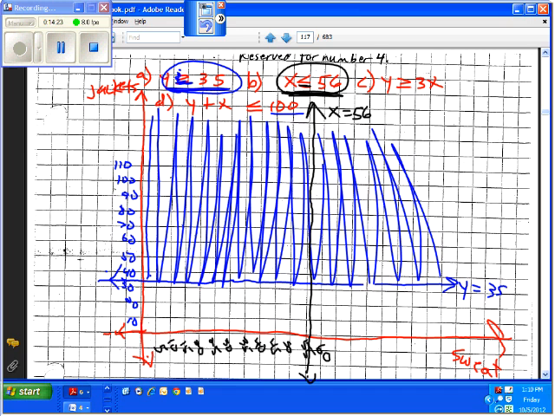Okay? And then the black again, it says X is what? Less than. Which direction on the graph does X get smaller? To the left. X gets smaller to the left. So we shade to the left.